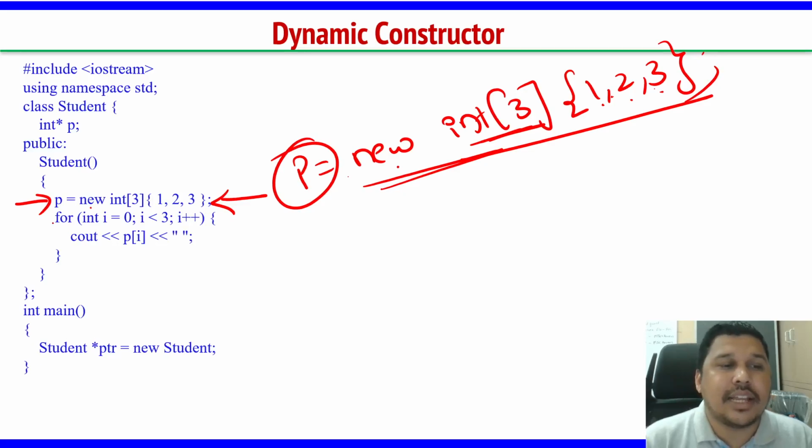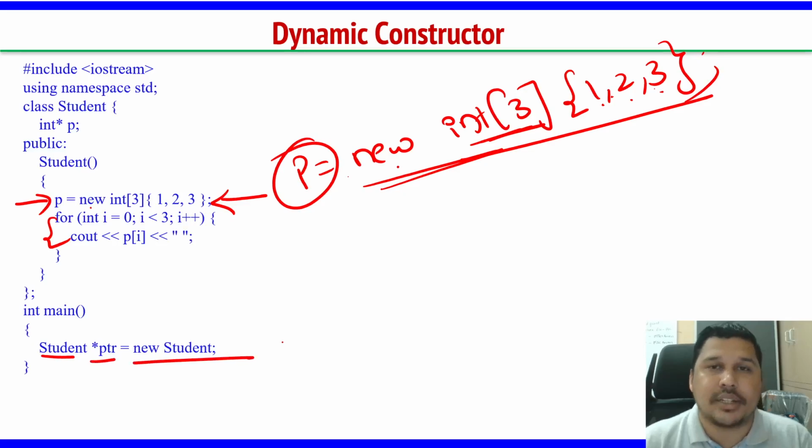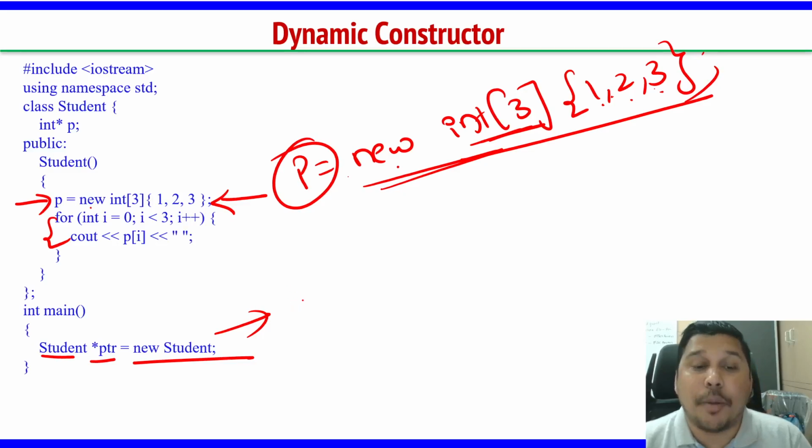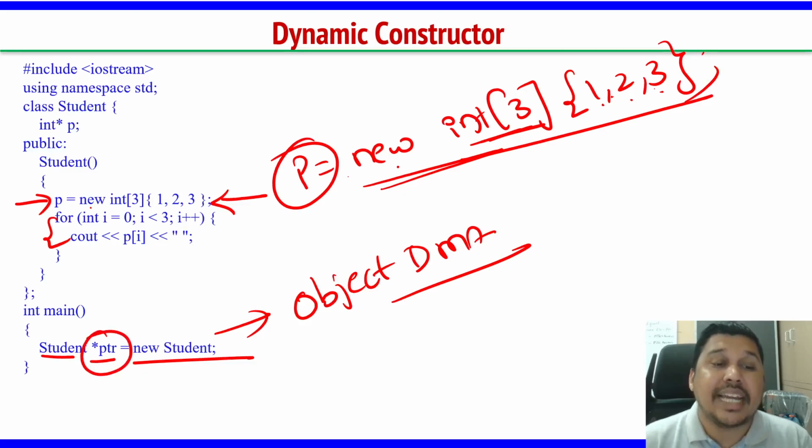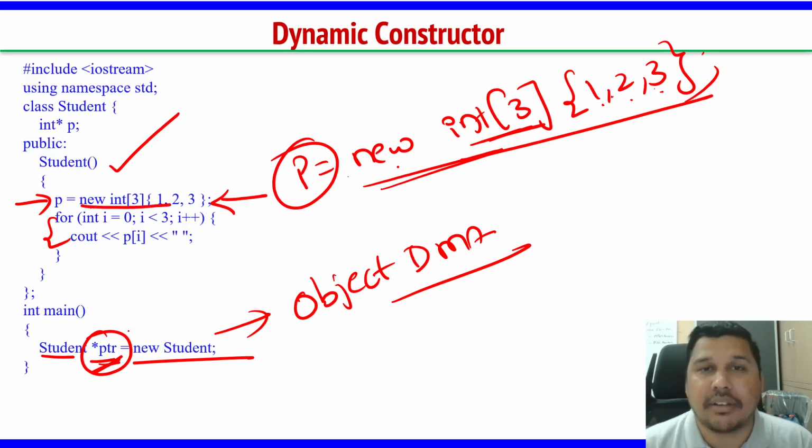See, again there is some printf statement inside it. So student star ptr equal to new student. What is this? This is creating an object dynamically. Now once you create an object, immediately the default constructor will execute. In that, dynamic memory allocation is happening.